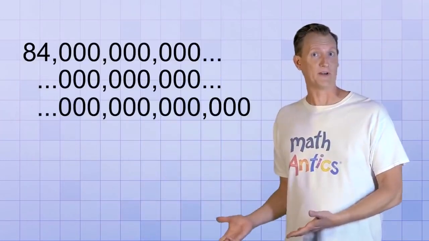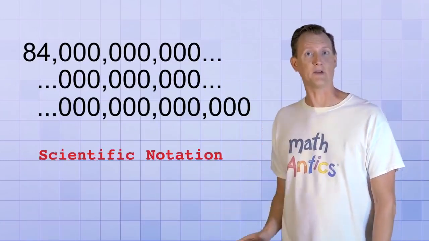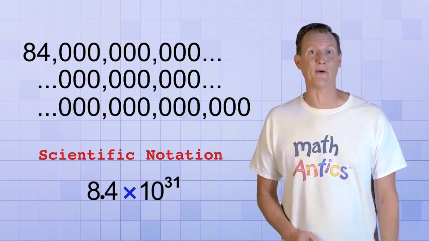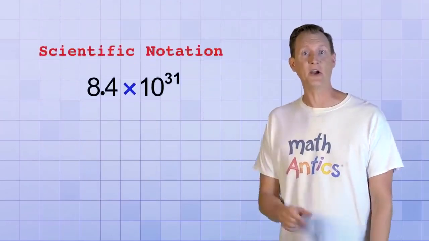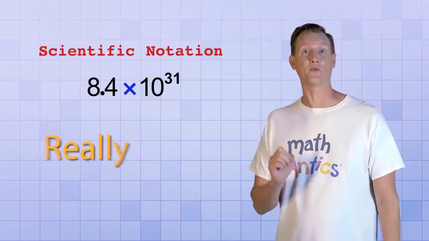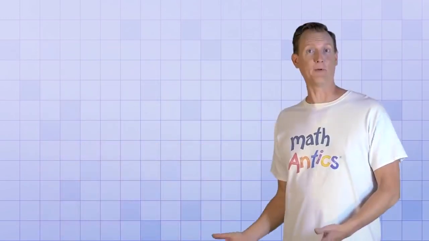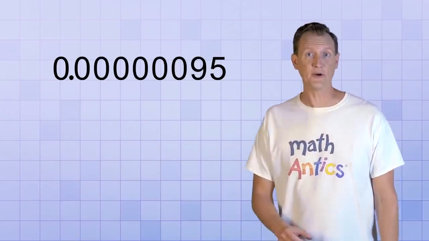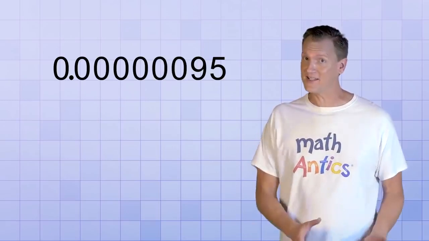Well, how about this number? That's a lot of zeros to write, isn't it? But in scientific notation, this number is just 8.4 times 10 to the 31st power. That's much better. So scientific notation is very useful when it comes to writing down really large numbers, or really small ones. For example, this number is really small, 0.000000095. It's much less than 1, but it's not 0.